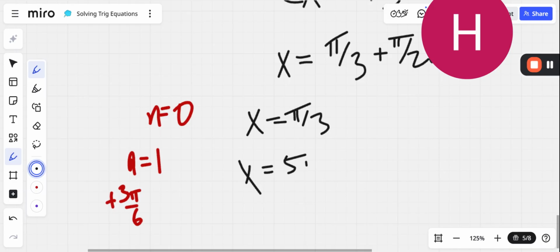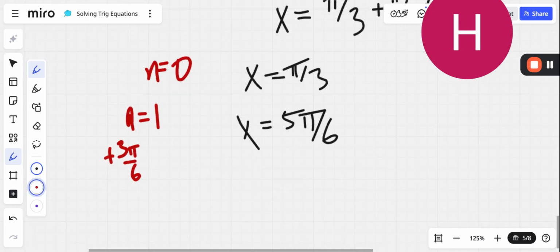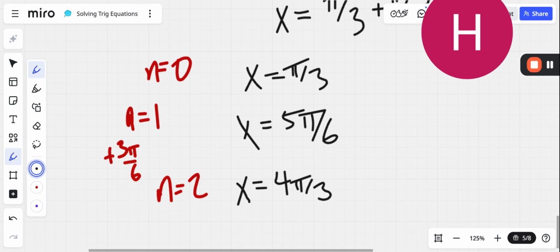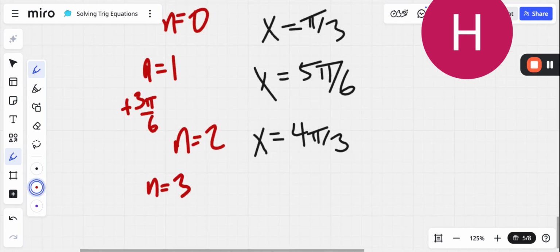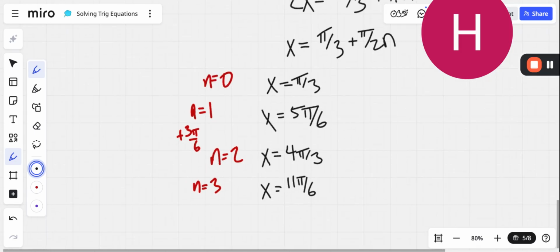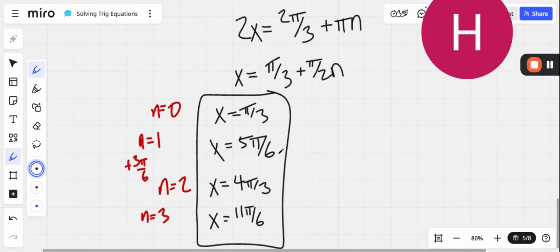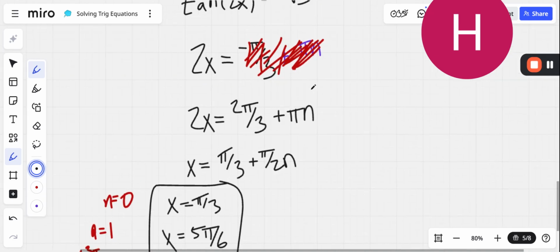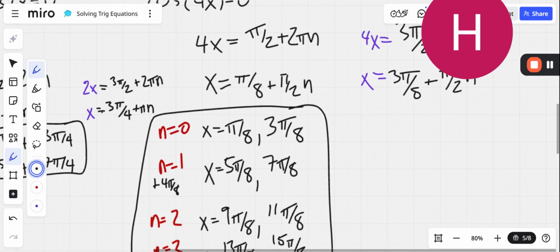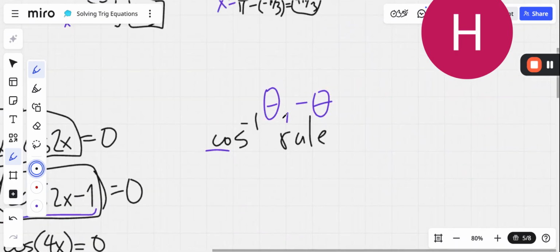Now if n equals 2, add another 3 pi over 6. x equals 8 pi over 6, which we call 4 pi over 3. Getting close to the end here. n equals 3 is going to yield 11 pi over 6. And that's as far as we can go, otherwise we'll surpass 2 pi, which is 12 pi over 6. Okay, so the tan inverse rule by far is the easiest one. You just have to progress forward by pi to get your other solutions, whereas the cosine inverse rule requires you to use the counterpart of the inverse value, and then the sine inverse rule is to take the supplement of the inverse angle.